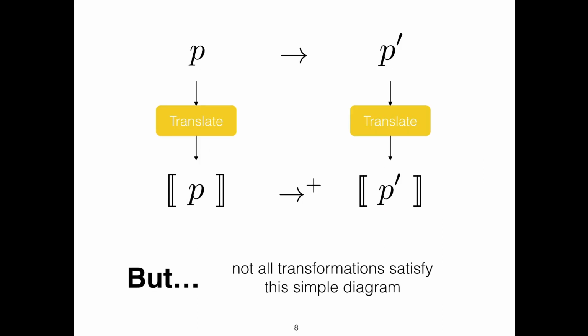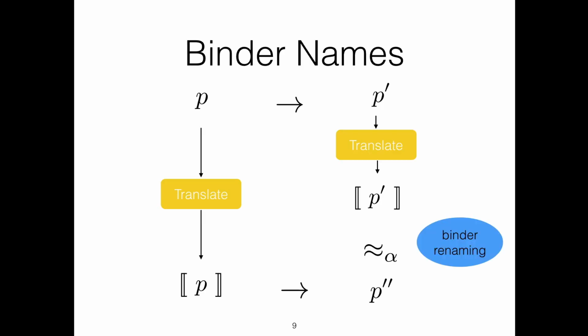Unfortunately, not all transformations satisfy this simple simulation diagram. For some transformations, reductions in the source may not exactly correspond to reductions in the target language. A common reason why transformations may not satisfy the previous simulation diagram is because they introduce new binder names. In this case, the translation of P may step to a program P double prime that is not syntactically equal to the translation of P prime, but rather equal up to alpha renaming. The proof of this diagram is no longer compositional since P double prime is existentially quantified and we need to extract the existential witness from its subproof.